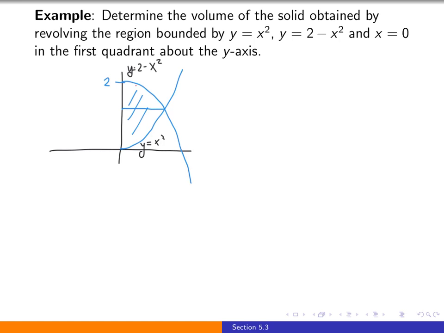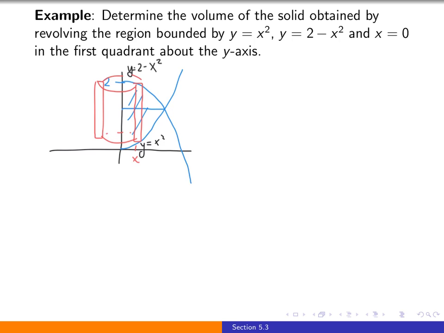So we cut this up into some vertical rectangles, and we rotate it around the y-axis. And I've illustrated here a typical cylindrical shell. So the first thing we're going to have to do is figure out how our x values vary. So we see one point of intersection occurring at, well, the starting point being 0, and then we need to figure out the point of intersection.